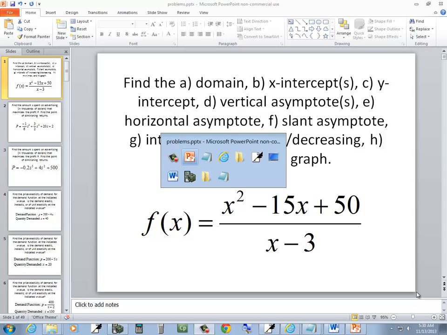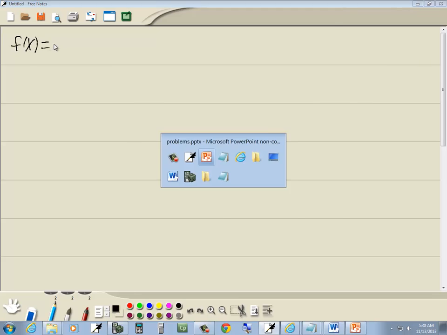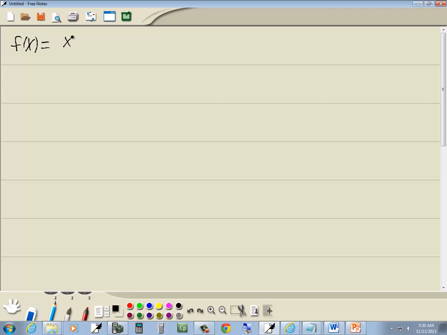Let's take a look at this problem. We've got f of x is equal to x squared minus 15x plus 50 over x minus 3. The first thing we want to find, it's not 1, it's A, is the domain.